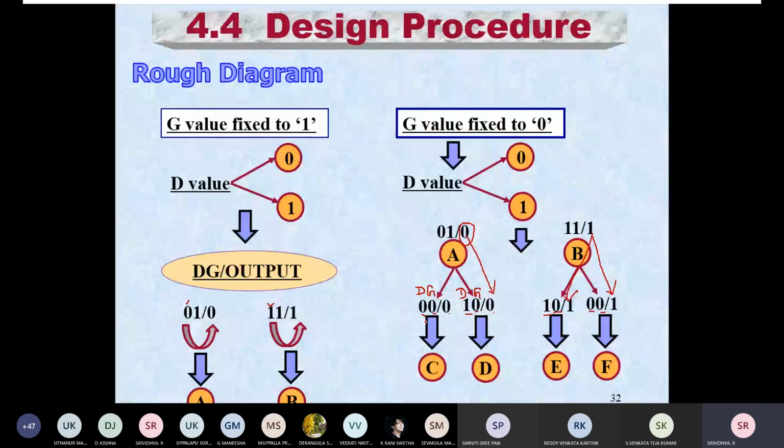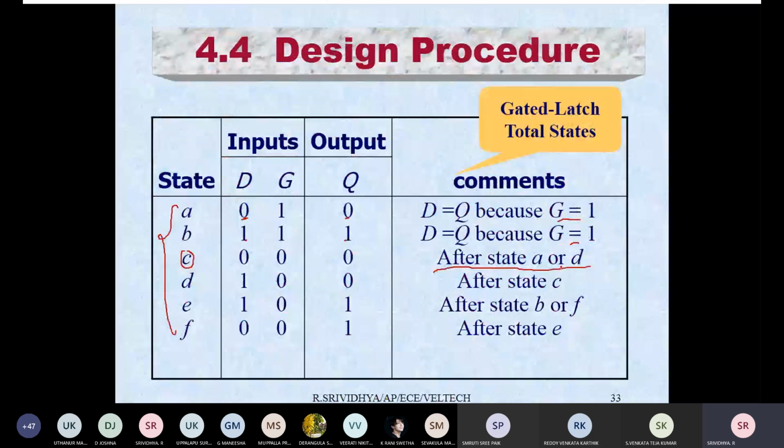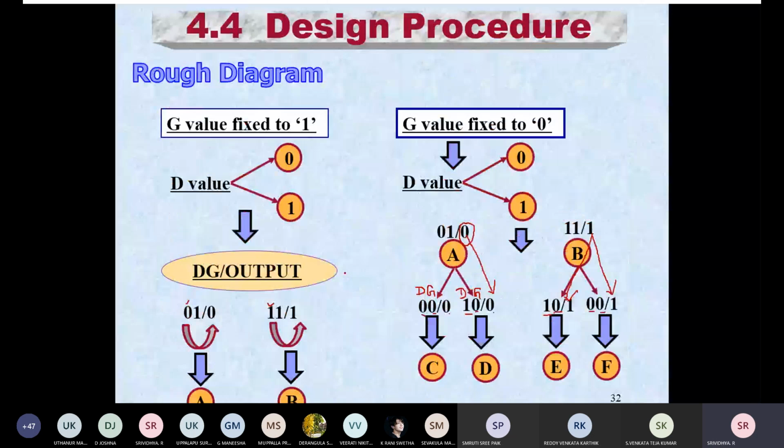Now for D state, how will you get it? It is after state C. And for this E state, it is after state B or F, and F state is after state E. This is this diagram: E after state B or F, and this is F state, which means only after state E can you obtain this F.